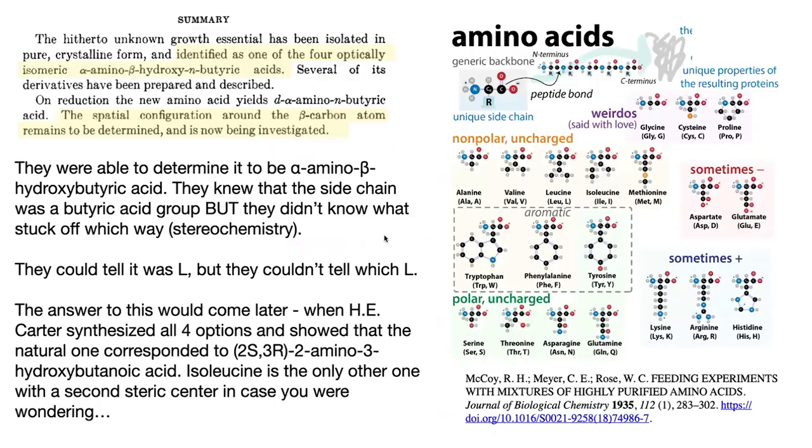And then in order to figure out the direction, you had to go and synthesize the different options and run the tests on each of them to see which behaved like the one that he had isolated. And in case you were wondering, isoleucine is the only other one with another chiral center with these 2 stereoisomers, because most of the other ones have a carbon that's attached to 2 hydrogens and something else, or 3 hydrogens and something else. So that part wouldn't be chiral.